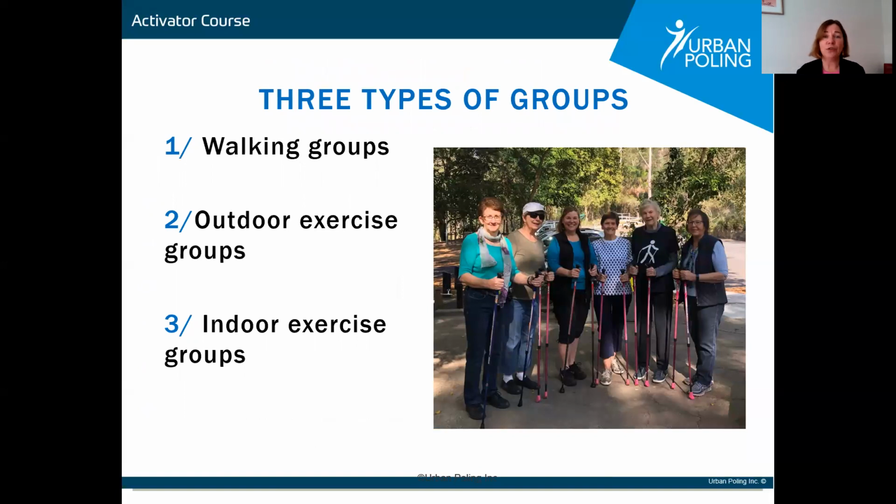So I'm now going to go through three types of walking groups that you can have with older adults. So this is not to say you can't use poles with older adults on a one-to-one, but groups are such a lovely way to add in that social element to your exercise. So I'm going to look at walking groups, outdoor exercise groups and indoor exercise groups.